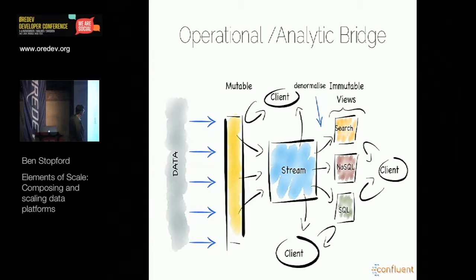So in an operational analytic bridge, we have data coming in, and what we're really doing here is splitting the mutable from the immutable. So we have something which is effectively going to buffer writes and deal with consistency concerns. If we have multiple users trying to update the same value, we're going to concentrate that workload within this layer. Then as soon as writes come in, we'll offload them into a stream. And that's going to create effectively a journal, a log of all of the mutable changes in the system.